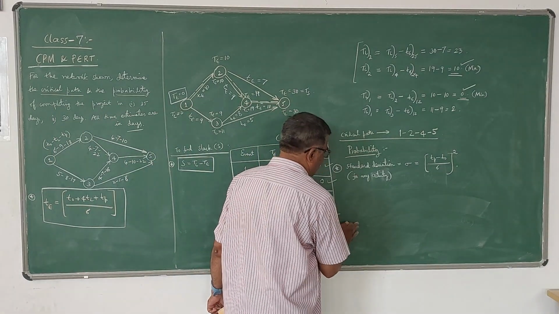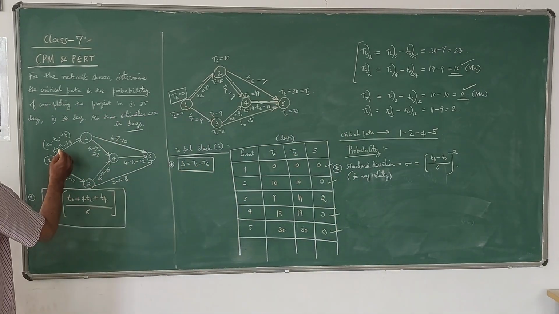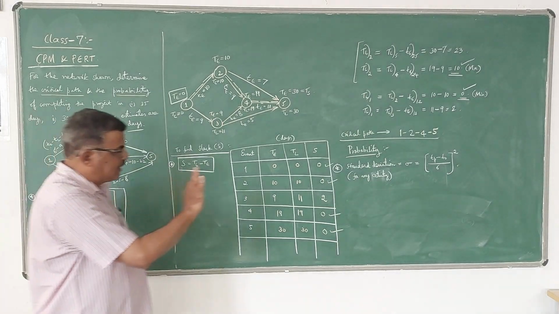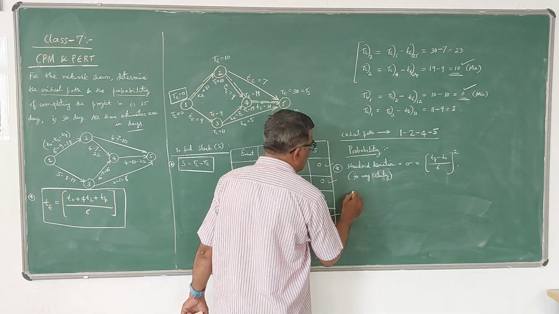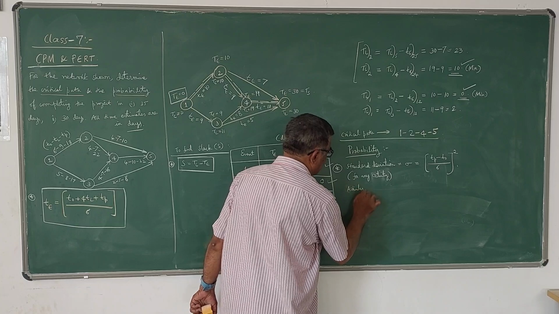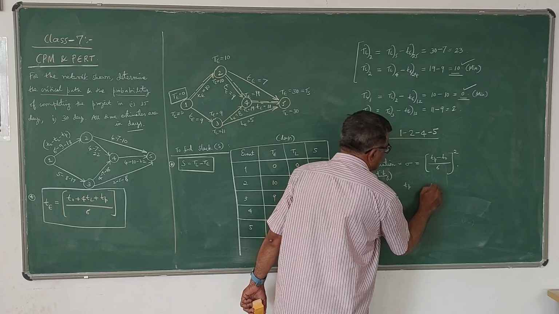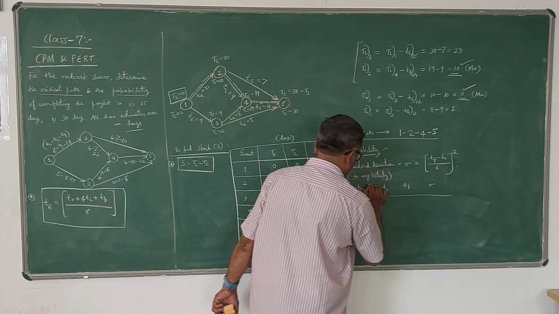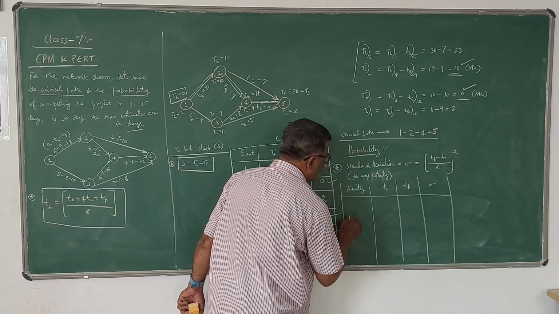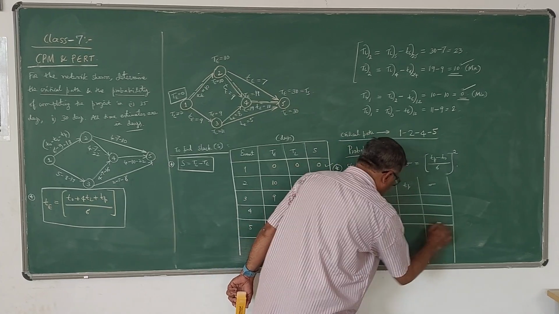So for the 7 activities, we have to find out the sigma. For finding sigma, we need the values of Tp and T naught. The first value is T naught, the last value is Tp. Only those two values we have to take. Let us have this in the form of a table: activity, T naught, Tp, sigma. Already we have these values. Totally 7 activities, so you will have 7 values of sigma.